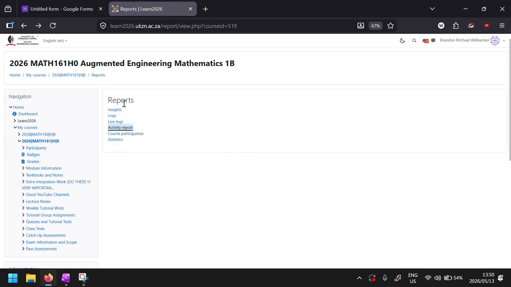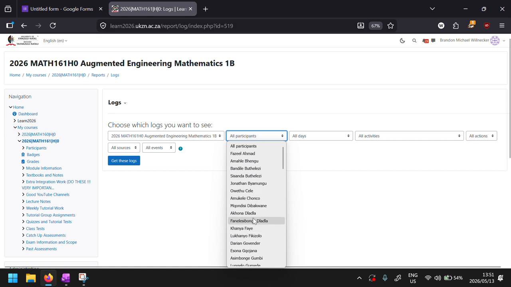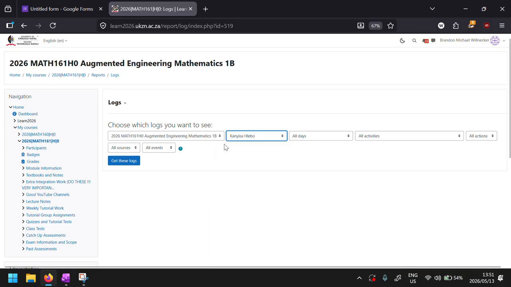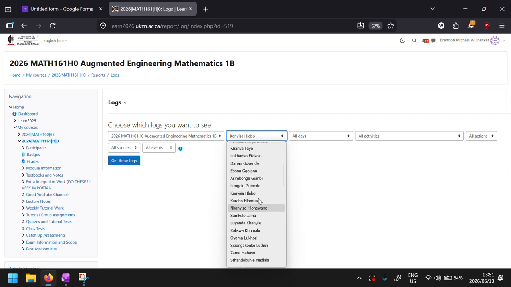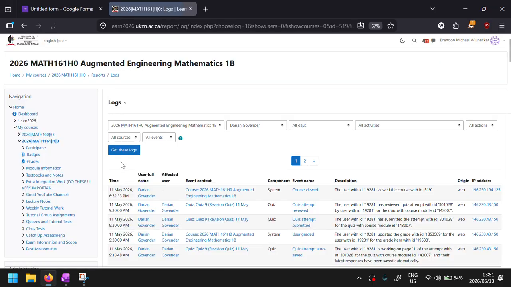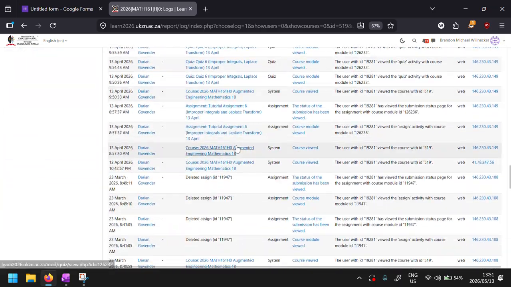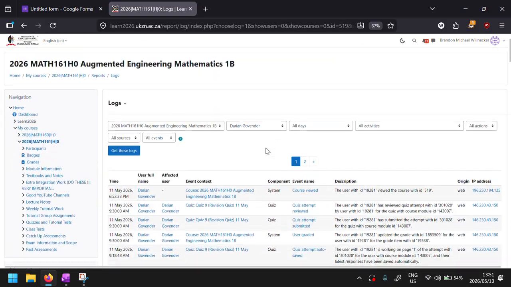And I can even do something like this. Logs or participants. I can choose someone, and it shows me exactly what time you opened each thing, and if you have opened it. Let's pick someone else here. Yeah, it gives me a whole thing here. Every single time you logged in, whatever you've been doing, there we go. He opened extra integration at this time on this day. So I can see what you've been doing.